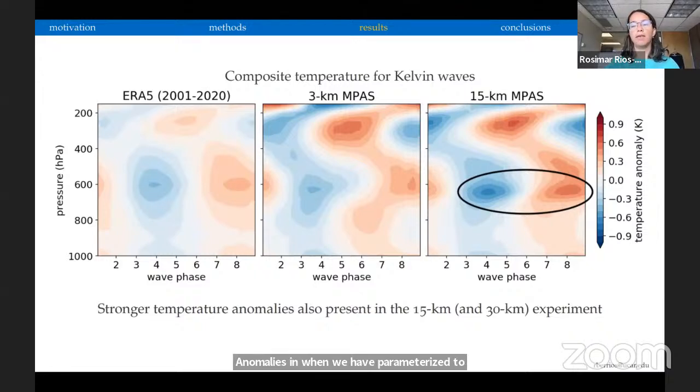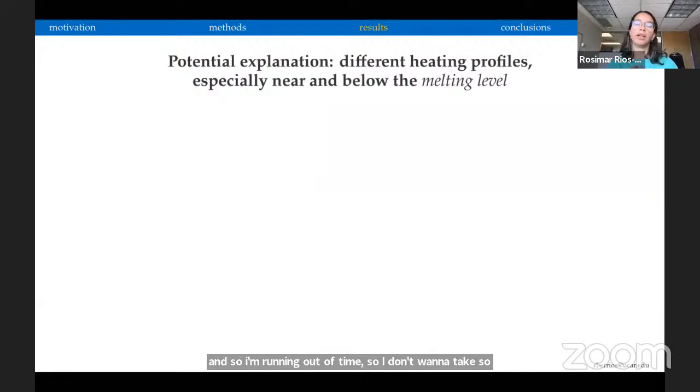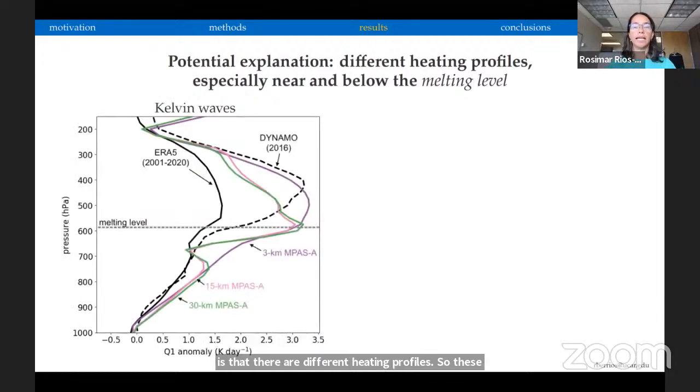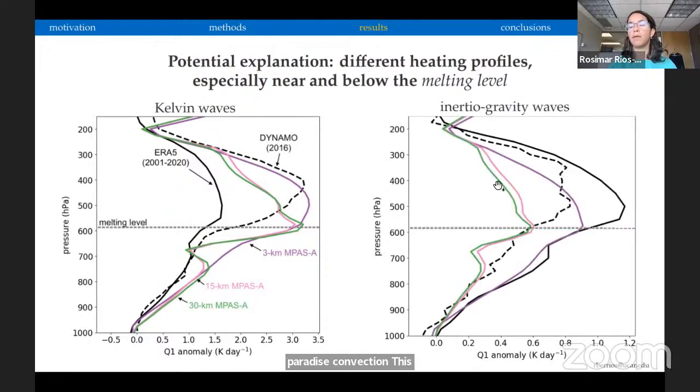And so I'm running out of time, so I'll just conclude by saying that the potential explanation is that there are different heating profiles. These are essentially diabatic heating profiles during the convectively active phase of the waves. And what I'd like to draw your attention to is this very sharp gradient below the melting level in the green and pink lines, which are the MPAS experiments with parameterized convection. This is for Kelvin waves on the left. We also see it on the right for inertial gravity waves, but we don't see that very sharp contrast in soundings from DYNAMO, nor in ERA5 reanalysis, nor in the resolved deep convection experiment.